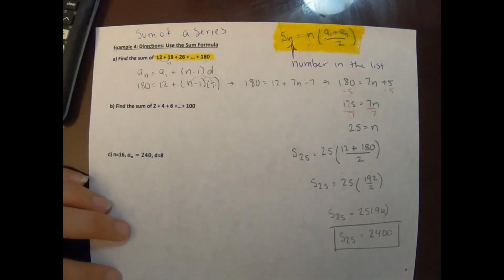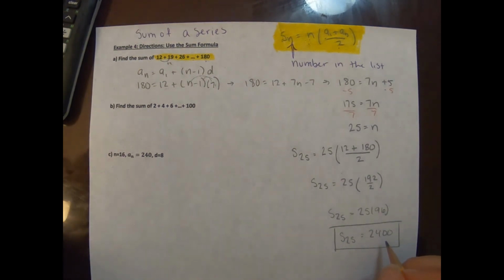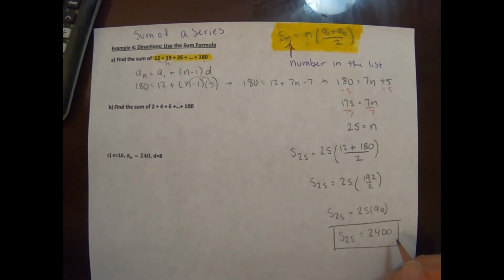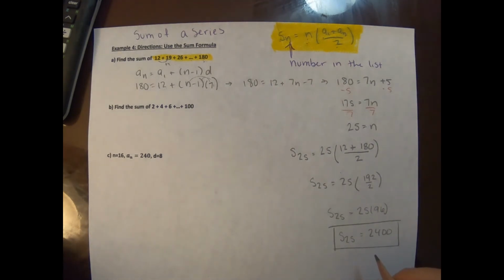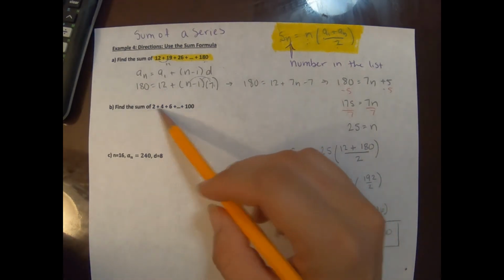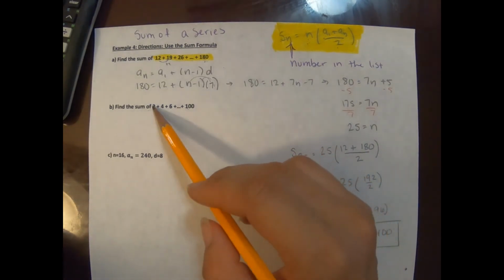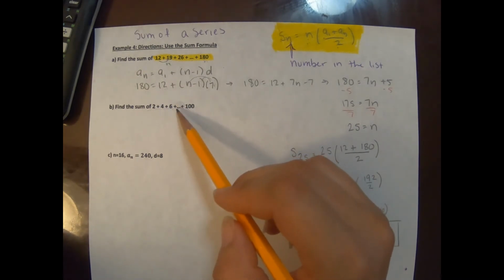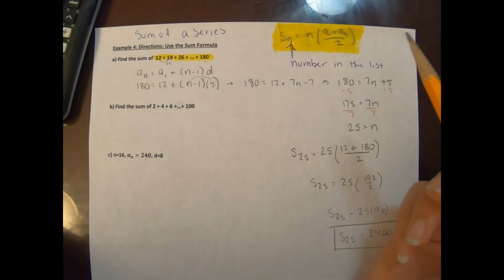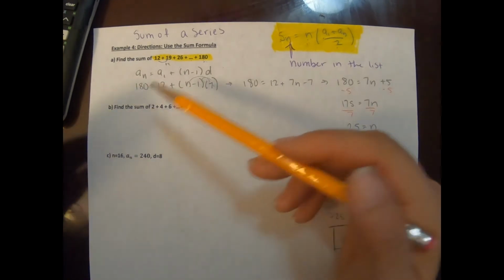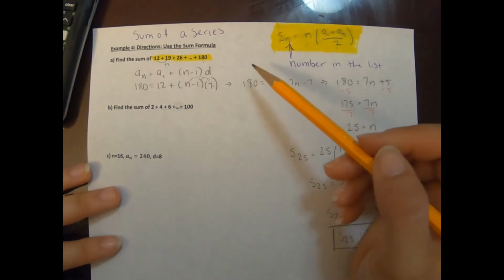And there we get it. The sum of the first 25 terms will be 2,400. Nailed it. Okay, let's do that again. Same situation. We need to find the sum of all of these, and we don't know how many there are. It goes all the way up to 100. So how many numbers are we adding together?